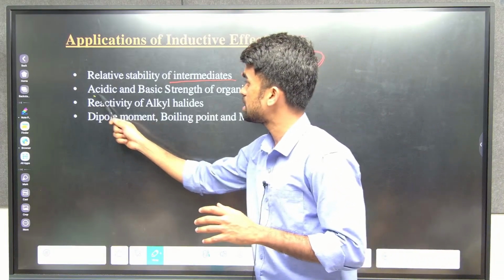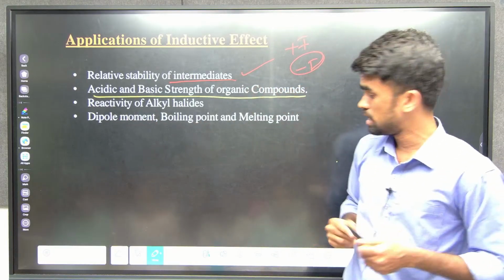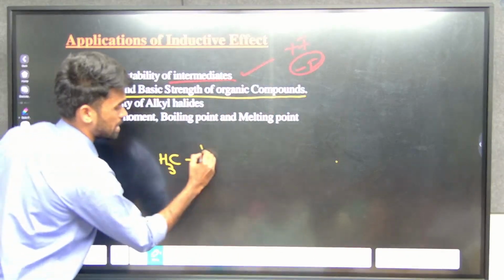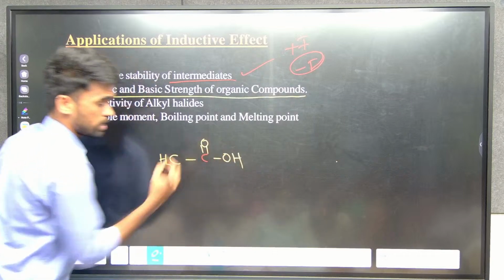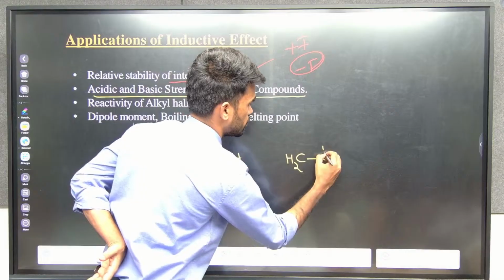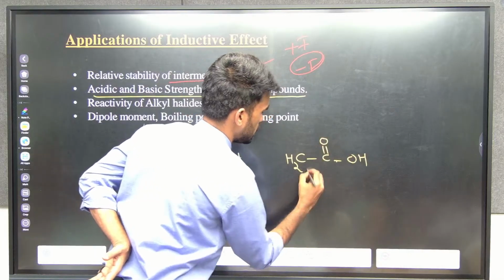The next one is the acidic and basic strength of organic compounds. For example, you know acetic acid is a carboxylic acid, an acidic compound. Now to this acidic compound, what I am doing is CH2 COOH. Here I am writing fluorine.